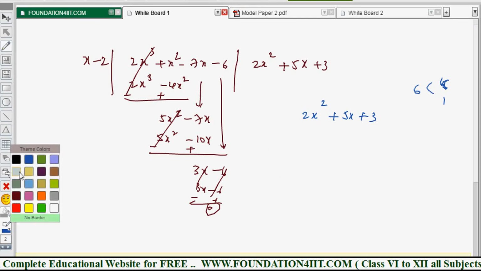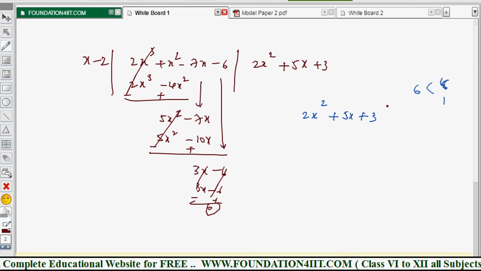If you observe, 2 times 3 is 6, so 6 we can write as 2 into 3. 2 plus 3 is 5 and 2 times 3 is 6, only then you can get it. Now 2x square plus 3x plus 2x plus 3, as it is.